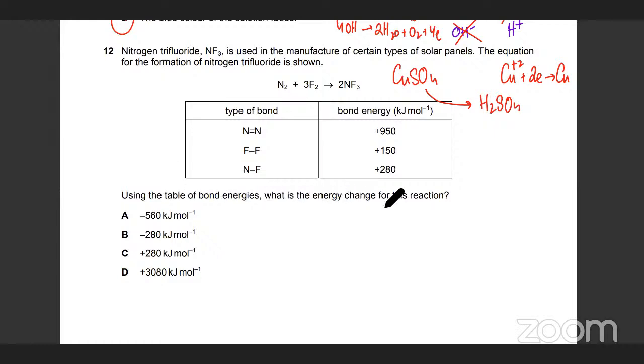Use the table of bond energies. What is the energy change for this reaction? So first thing, you should know how many bonds you're breaking and how many bonds you're forming. N2 has a triple bond. N2 is very inert because N forms 3 bonds. Fluorine forms just 1 bond, so the F2 molecule has just 1 bond, but there are 3 F2 molecules, and they're forming 2 NF3 molecules. N is in group 5, it forms 3 bonds, and you're forming 2 molecules of NF3.